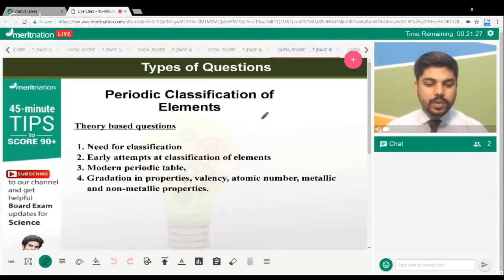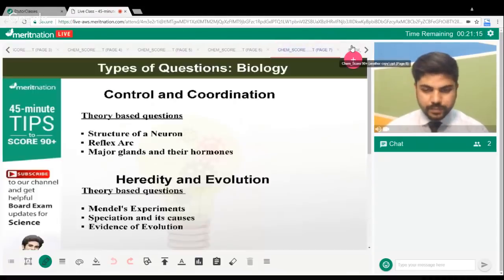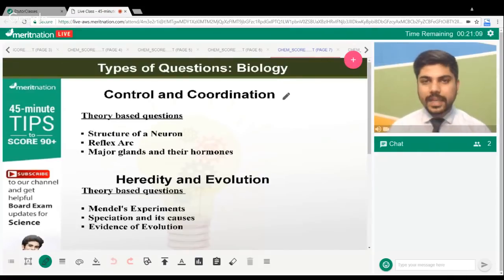If I talk about the periodic classification of elements, this basically constitutes your theory based questions. No practical based questions can be asked from this one, so no need to worry. From the biology section, control and coordination, no practical based question can be asked. So again, chill. From heredity and evolution, no practical based question can be asked. So you no need to worry about it.